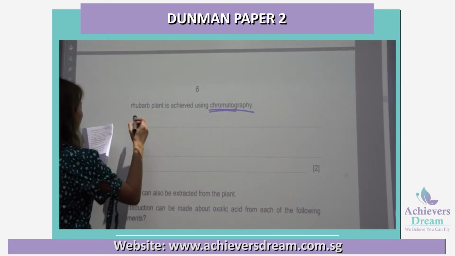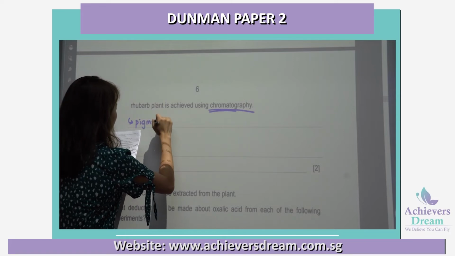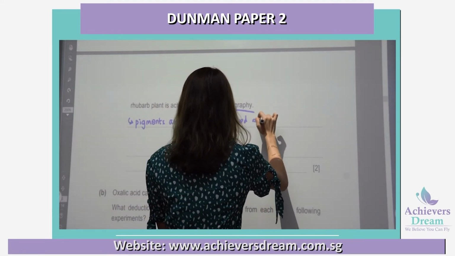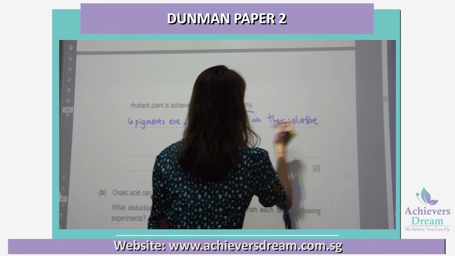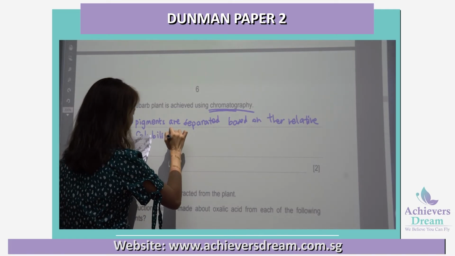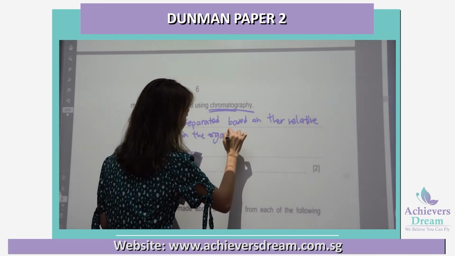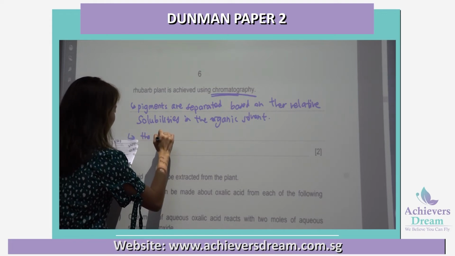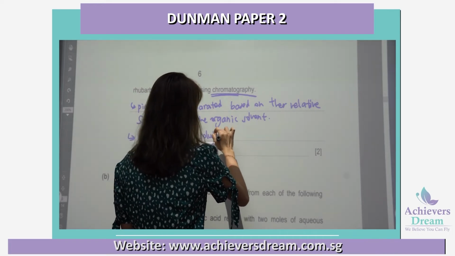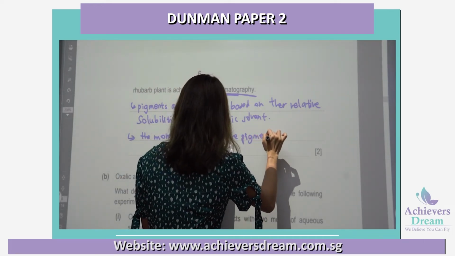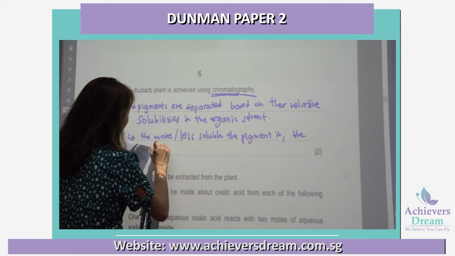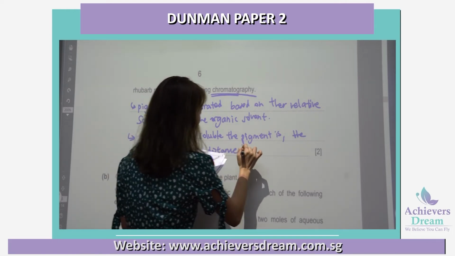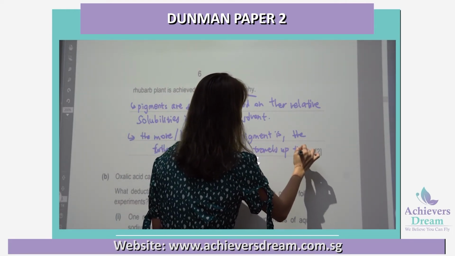So the answer will be: pigments are separated based on their relative solubilities in the organic solvent. That's not all. You must further specify that the more or less soluble the pigment is, the further or shorter the distance it travels up the chromatogram.